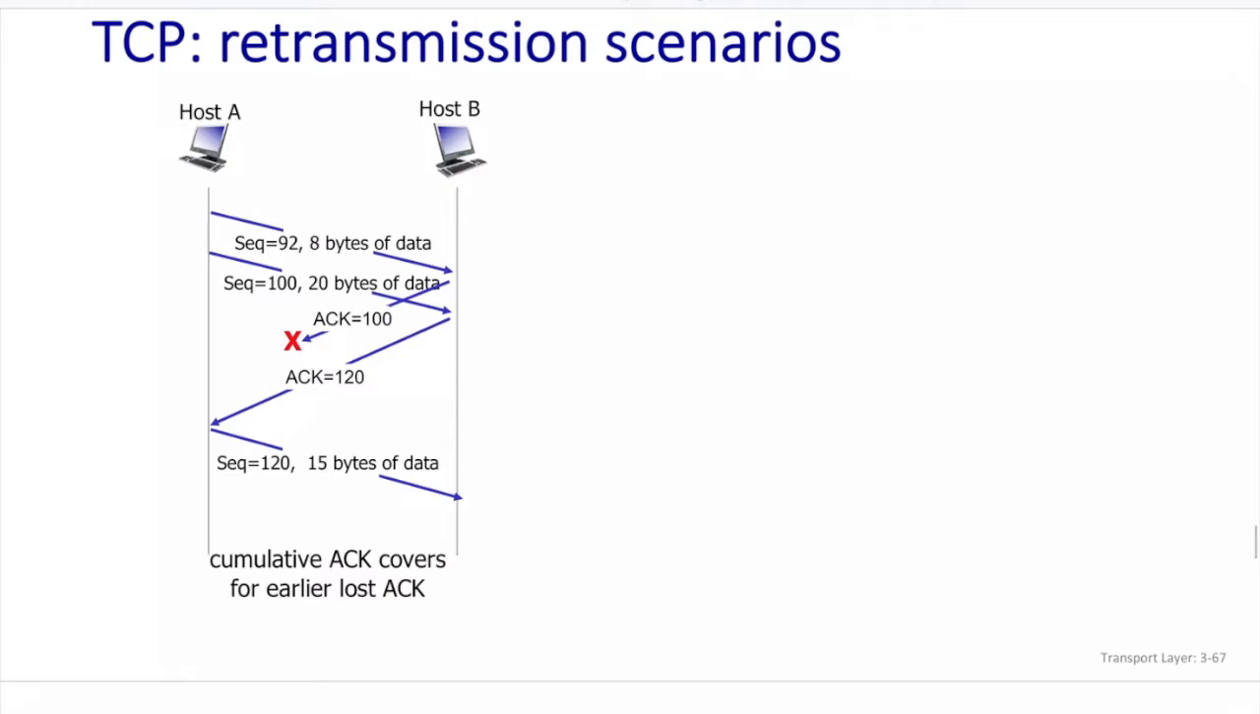Right here it is the same. For example, if the ACK 100 gets lost, it's okay because we have another cumulative ACK 120. So host A will get the ACK and say, okay, all the packets before 120 were safely received by host B. So host A can continuously send the next packet from sequence number 120, and so on and so forth.